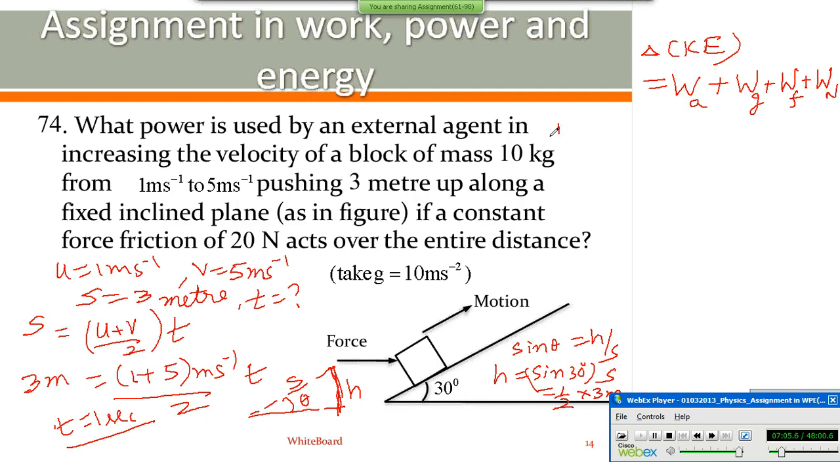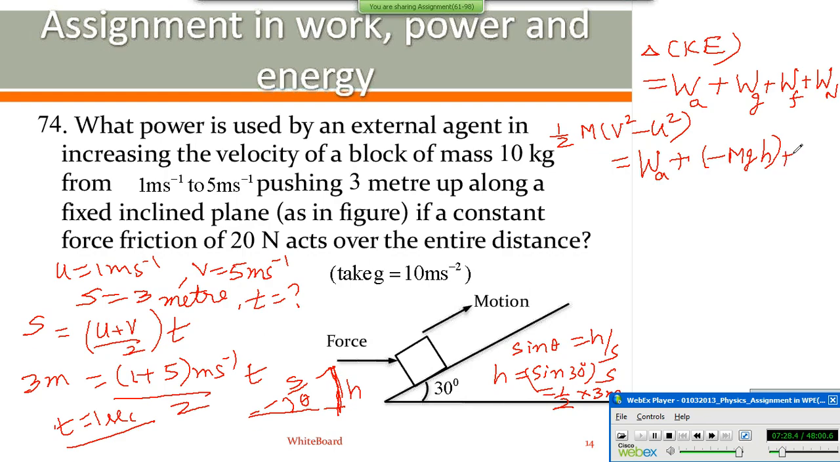Change in the kinetic energy of the block is equal to the final kinetic energy of the block minus the initial kinetic energy. Final kinetic energy we can write as half mv square. Initial kinetic energy is equal to half mu square. Work done by the gravitational force on the block when the block rises through a vertical height h is minus mgh.